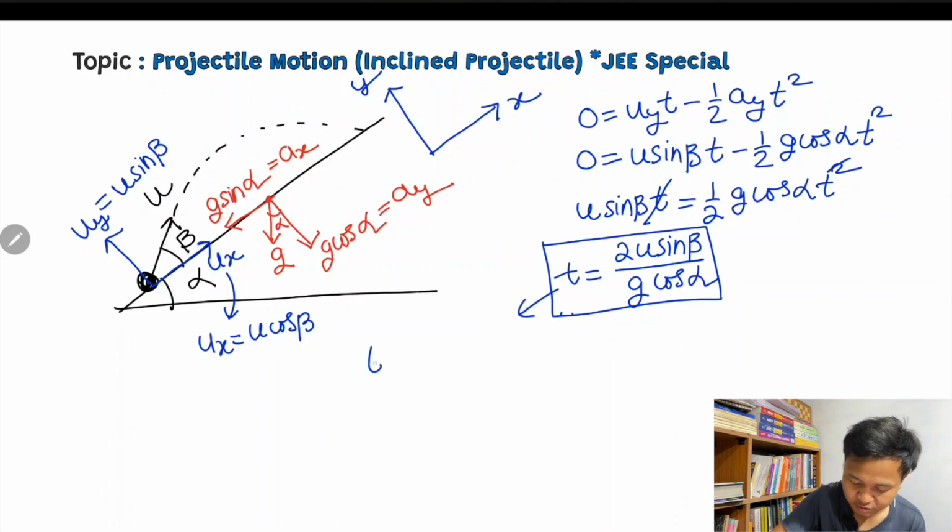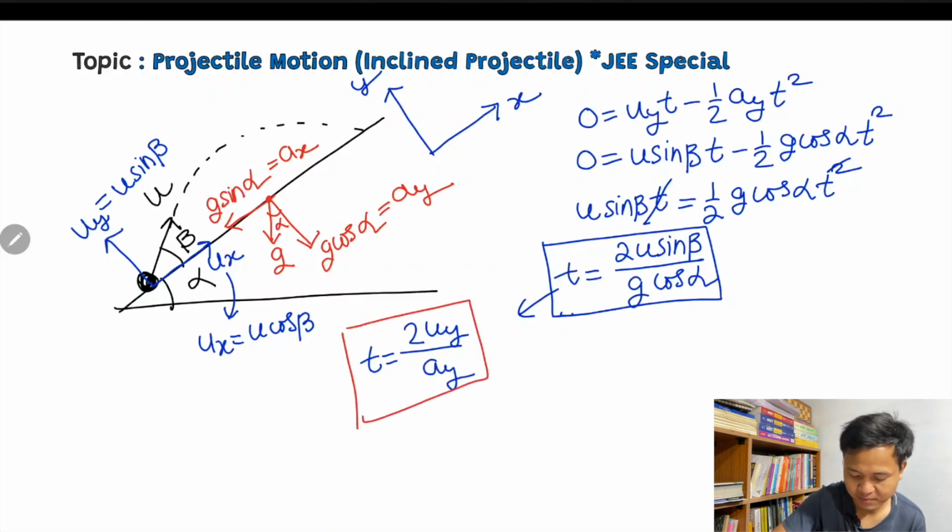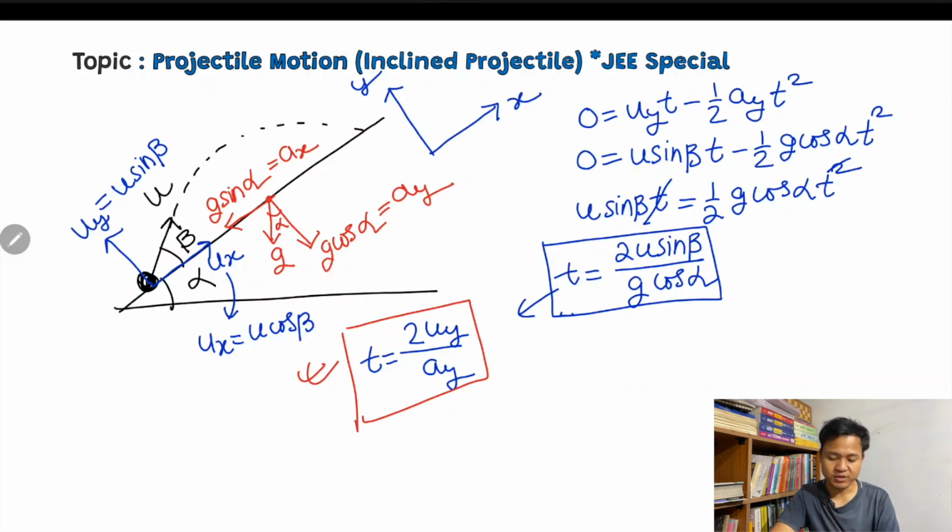So I can write t equals 2 into u_y divided by a_y. In normal projectile, the time of flight formula is 2 u_y by g, because you have only g vertically downwards. So the actual way to write is 2 u_y by a_y. In normal projectile a_y is g, so it is the same thing. The same goes for the range and maximum height formulas. The only thing you have to change is that in place of g, you write a_y.